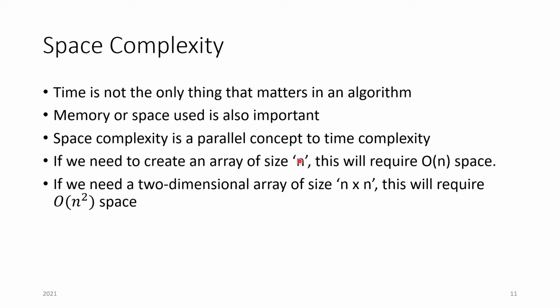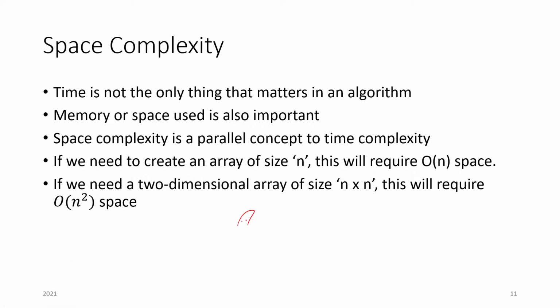So, in our general example here, if we create an array of size n, because it's n variables that need to be stored in the array, that's going to be O of n space. If it's a two-dimensional array of size n by n, that means it's going to be O of n squared space.